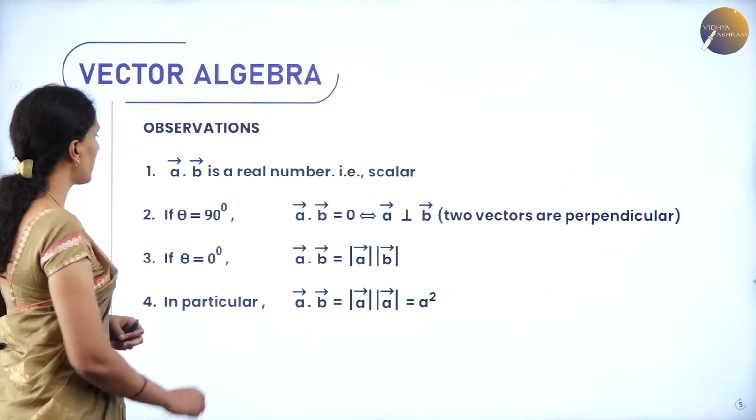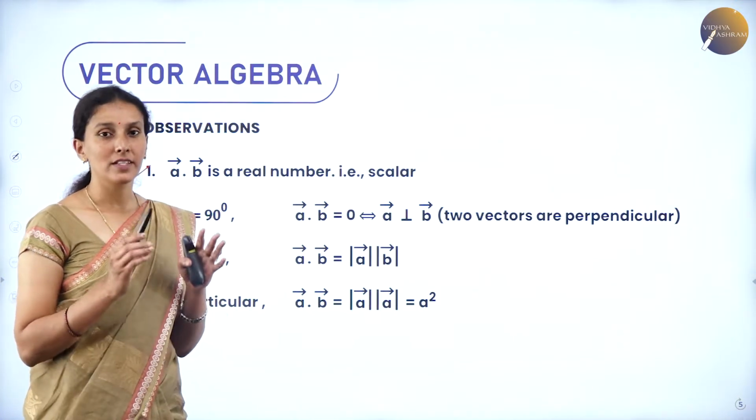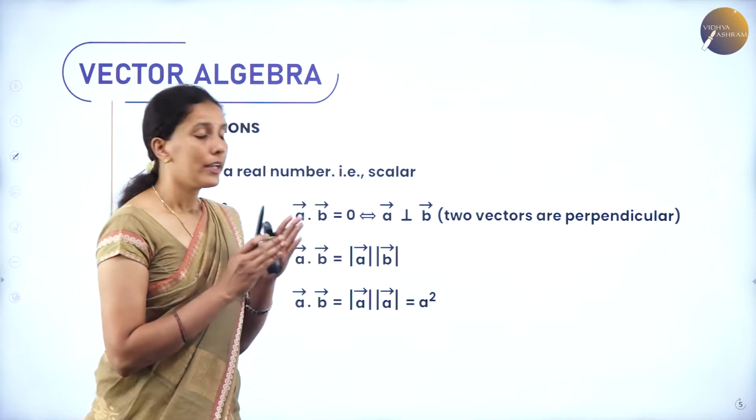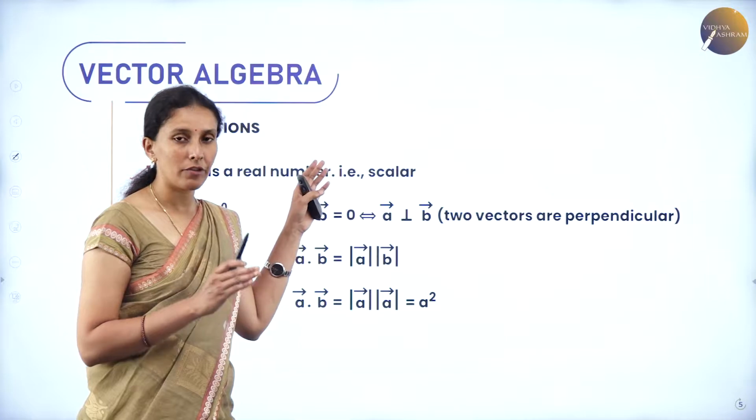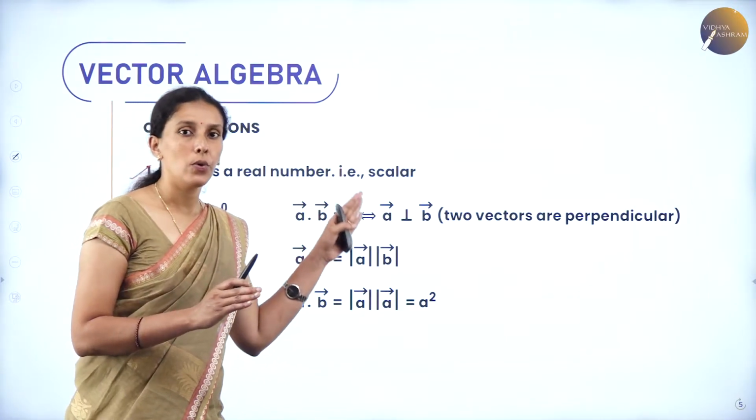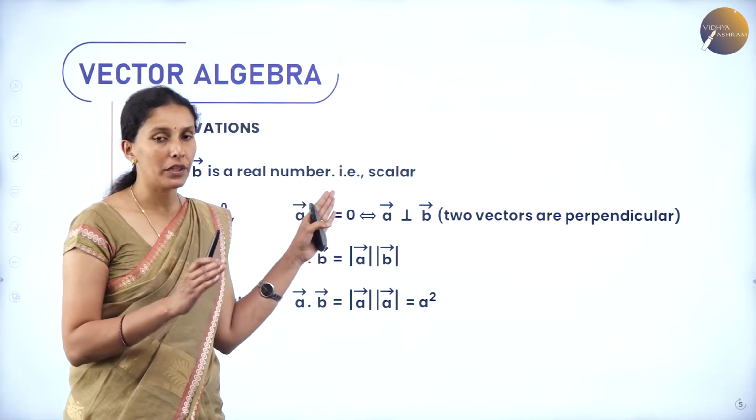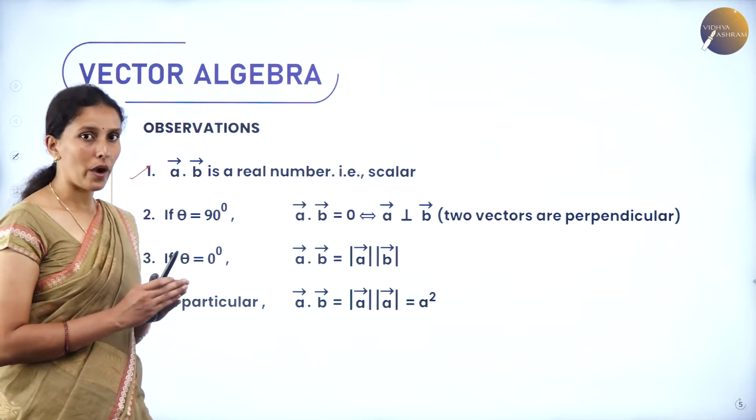The very first one is that vector A dot vector B is a real number. It is always a scalar quantity. Here you can't define the direction of this product, so the product is just a scalar quantity. You will only get the numerical value without i, j, k. Therefore, it is clearly a scalar quantity.